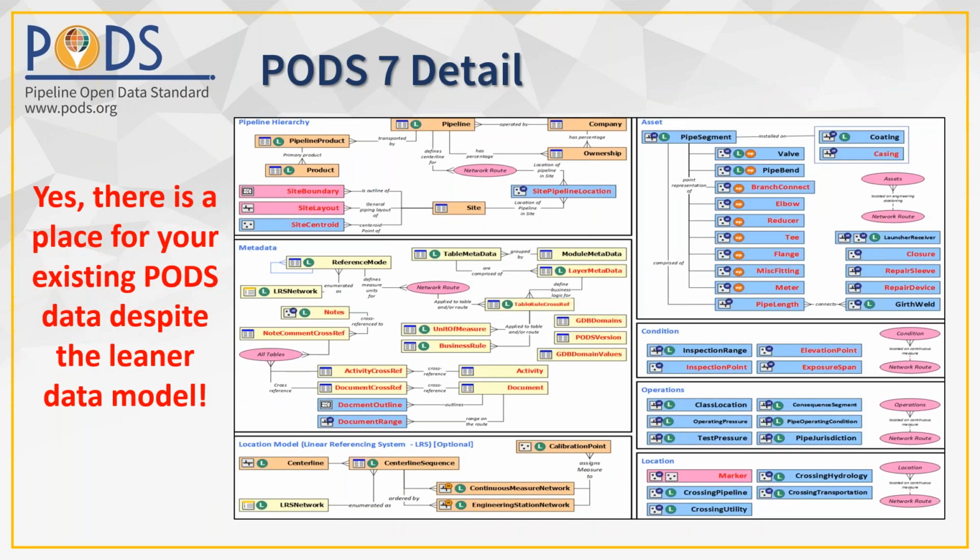If you're sitting there biting your nails and thinking, wow, I'm on PODS 6 and I'm not sure there's a place for all of my stuff in this new model. It looks great, but where am I going to put this or that? Don't worry. There is a place for your data in existing PODS. In PODS 7, there is a place for your data.